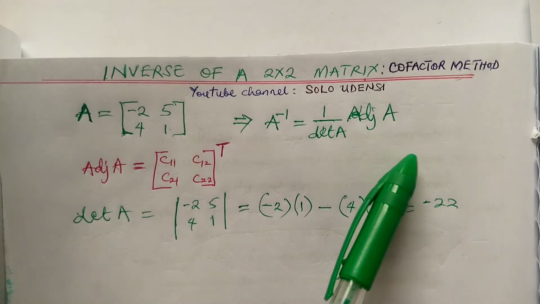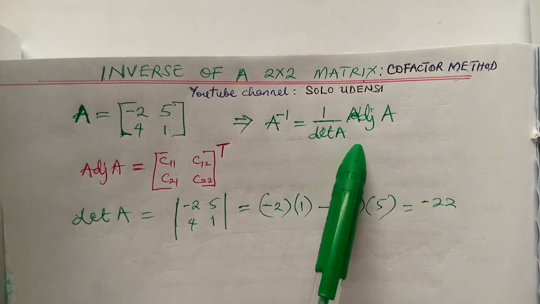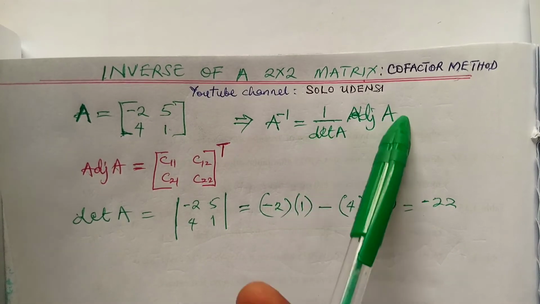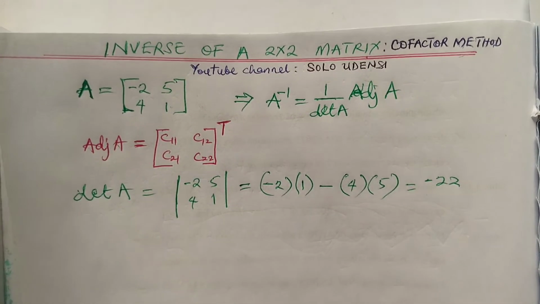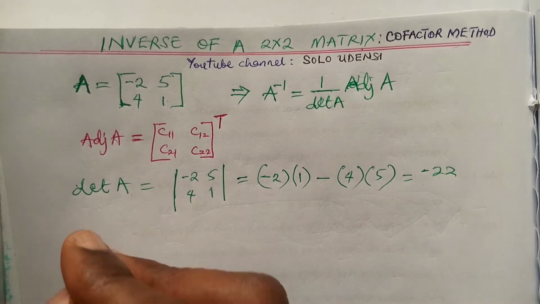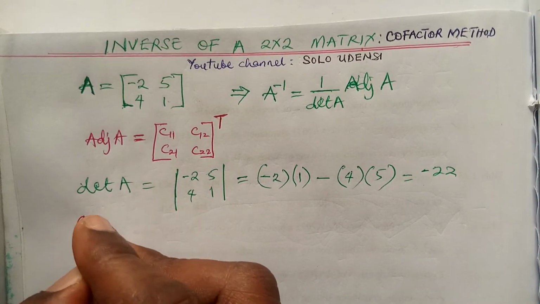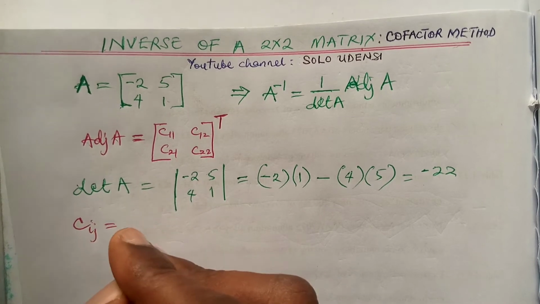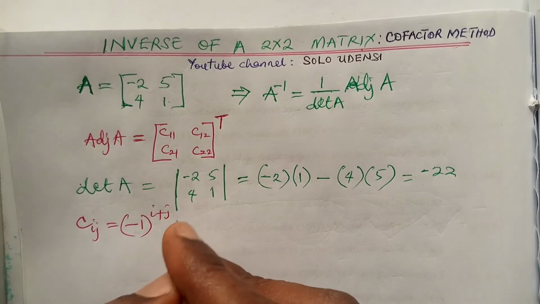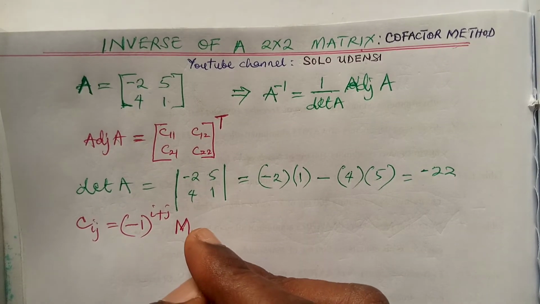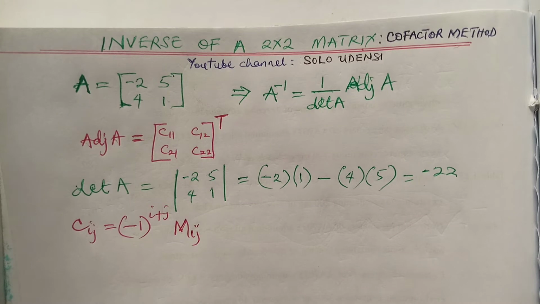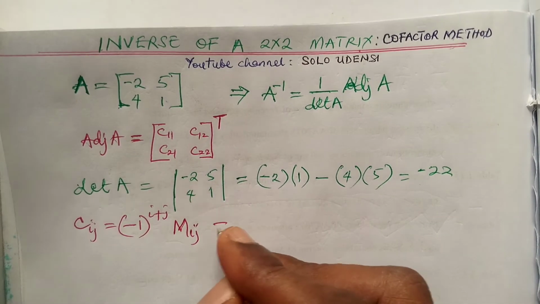Once we get the adjoint, we just take the result of the determinant and multiply it with that. So let's now do the cofactor. Remember, the formula for the cofactor is Cij equals minus 1 to the power i plus j times the minor matrix element Mij.